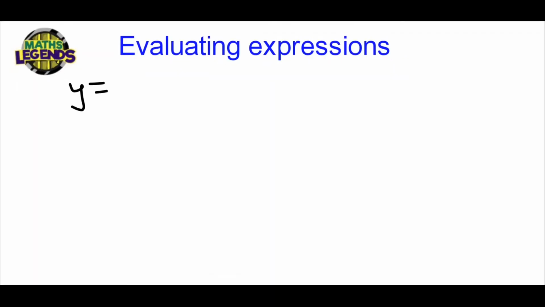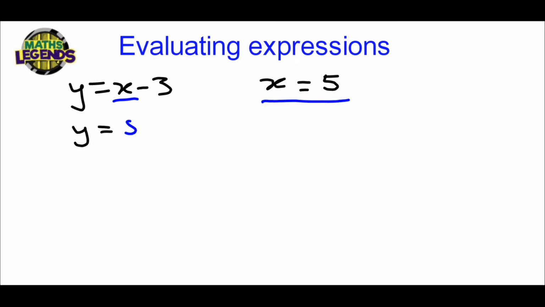y equals x minus 3. And let's say here that x is equal to 5. So now we know that the value of x is equal to 5, so we can replace wherever we see an x with the value 5. So let's do that. So y is equal to, we replace the x with a 5, minus 3. Then we simplify. So y equals 5 take away 3, which is 2.